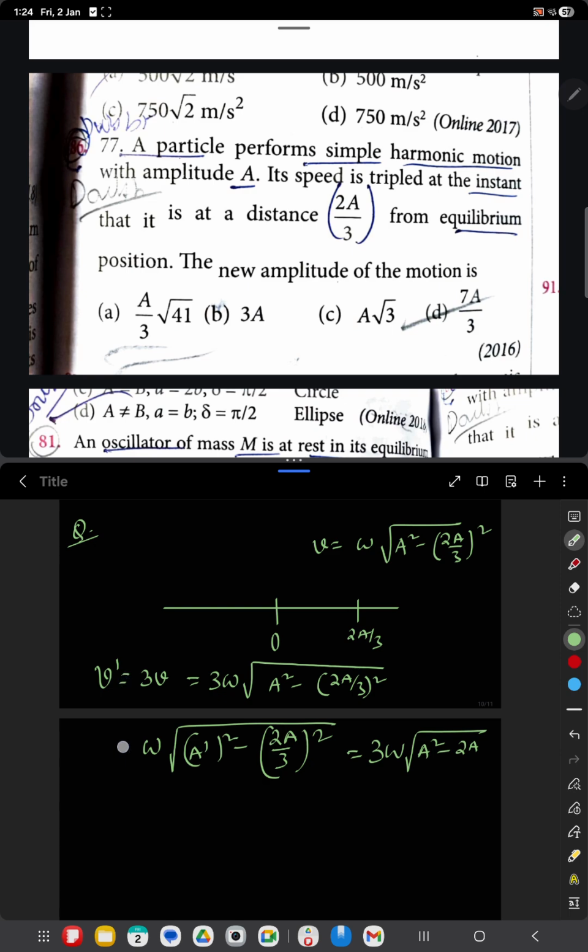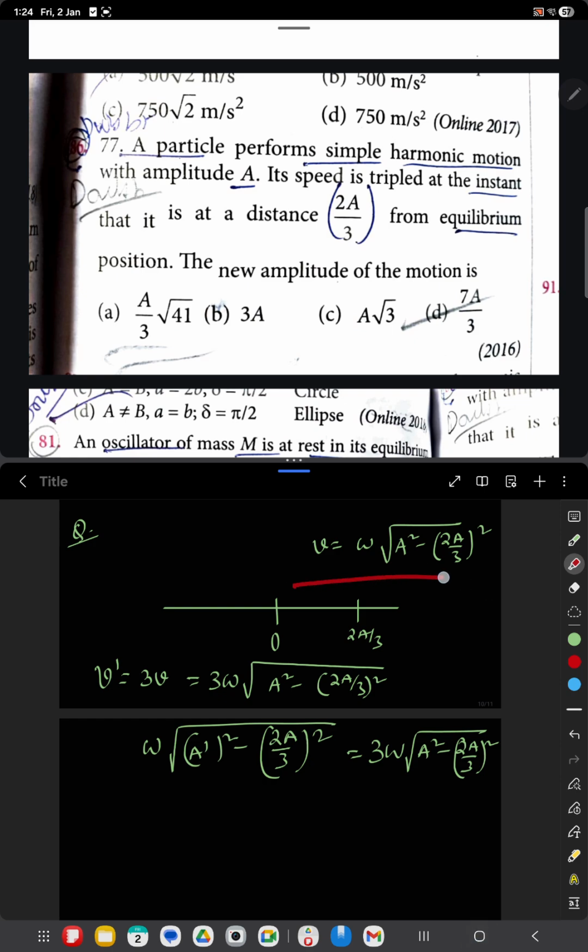This you may write v dash. So v dash will be omega root of a dash square minus x square. At this position, the velocity is increased to 3 times. So omega will remain the same, but the particle will become faster and will travel a larger distance than the previous one. Previously the amplitude was a, but whenever you give an impact such that its velocity becomes thrice, the amplitude of the motion will change.